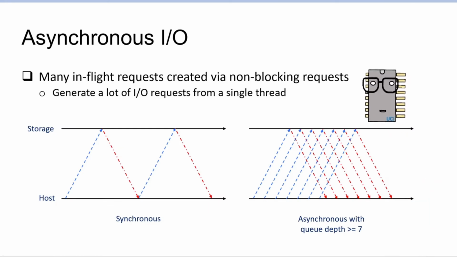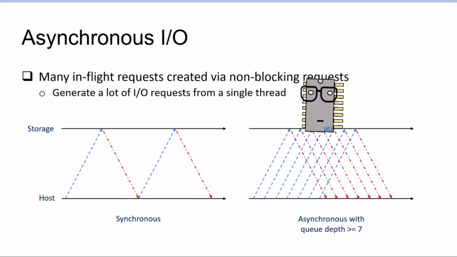So remember, because we want to have a very large queue depth to get performance, we want to have many in-flight requests created. And asynchronous I/O allows us to do it by sending out requests in a non-blocking manner, which allows you to create a lot of I/O requests from a single thread.